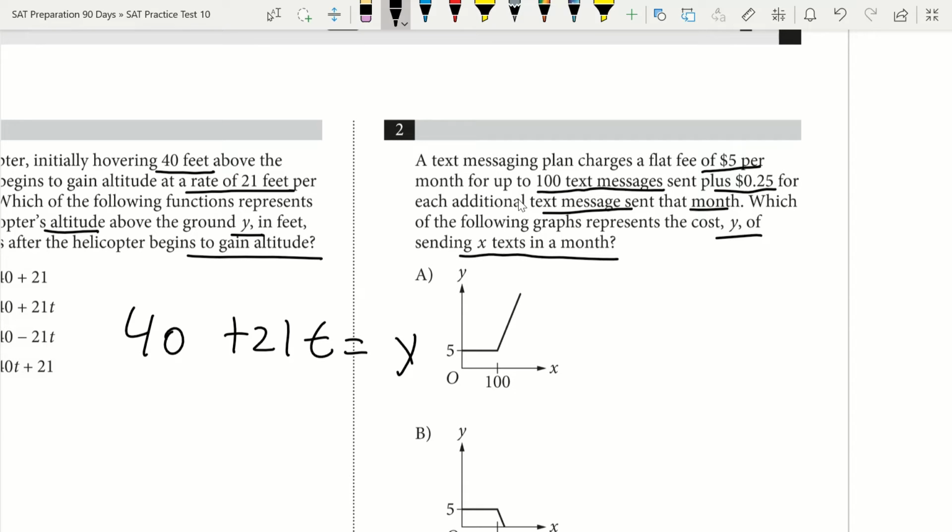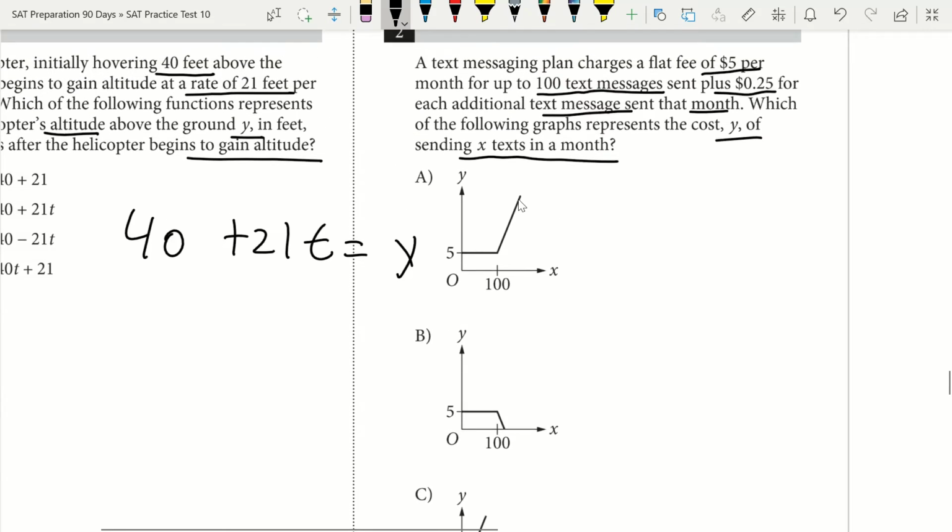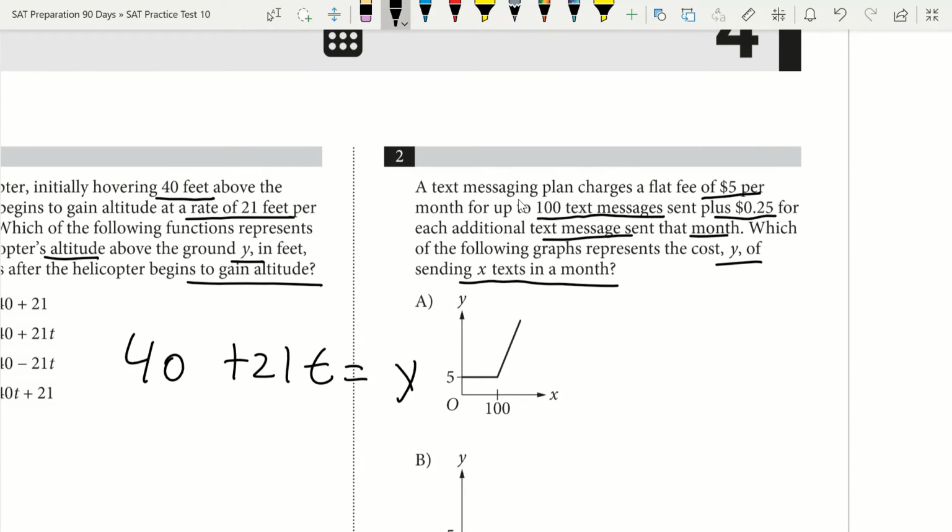Okay, well, our initial fee is $5, so that means we have to have an intercept at 5. Let's make sure all of ours do. We see that they do. Next thing we know is that it allows us up to 100 text messages before any fees are added on top of that. So we need to have a flat line from 5, right?